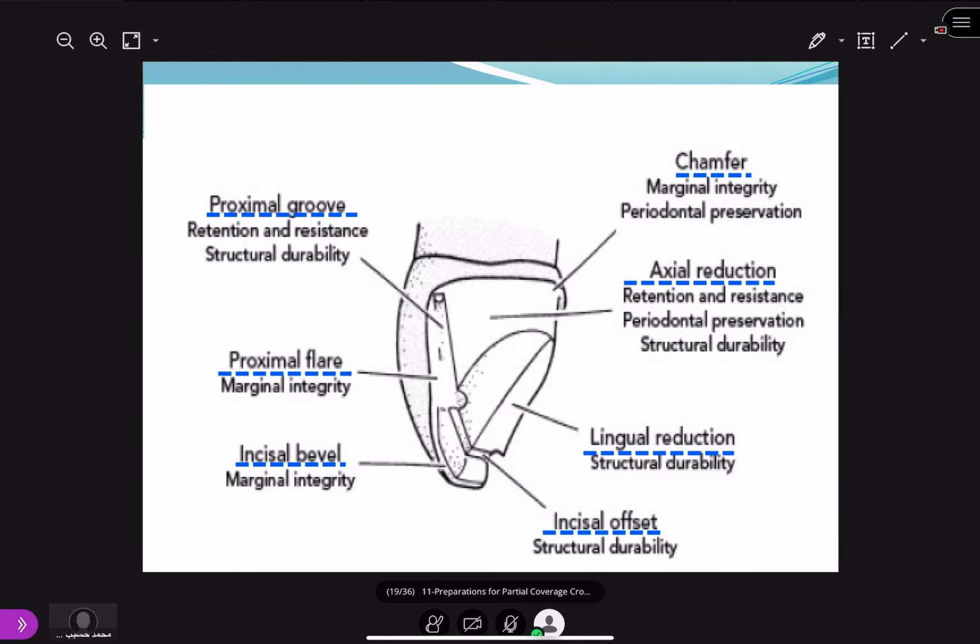So now in this picture, you see the completed preparation for the partial coverage crown, and you see all features. First of all, you will provide the chamfer finish line. Chamfer finish line will provide marginal integrity and periodontal preservation. The axial wall reduction will provide retention resistance, periodontal preservation, and structural durability. Lingual reduction will provide structural durability. Incisal offset will provide structural durability. Incisal bevel will provide marginal integrity. Proximal flare provides marginal integrity, and proximal groove will provide retention resistance and structural durability.